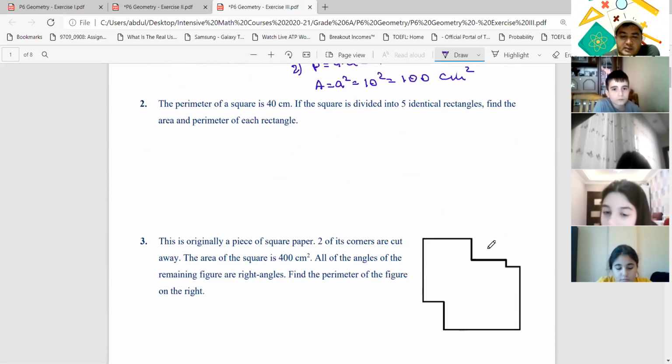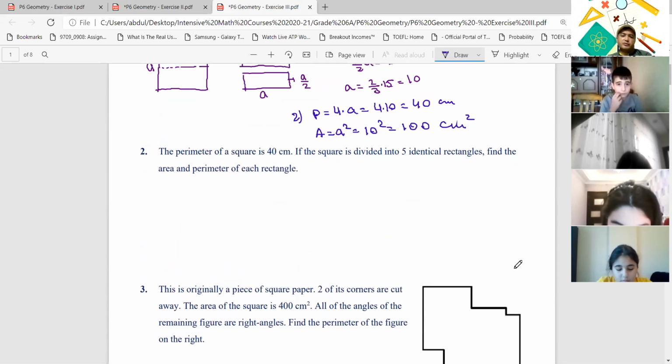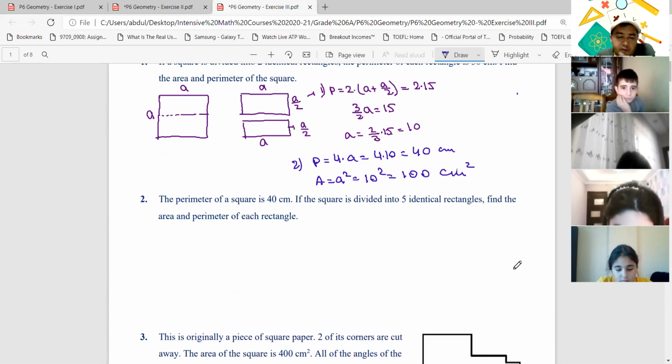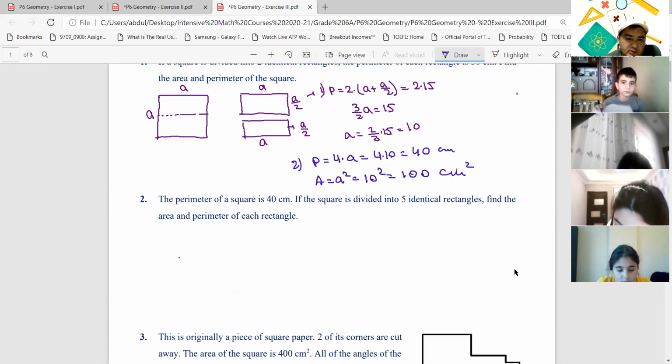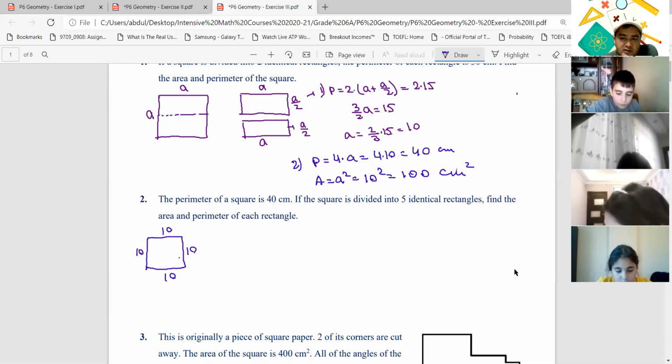Okay. Guys, let's do question 2 together. After that, you will try question 3, okay? The perimeter of a square is 40. Now, immediately we know that one side is, what is it? 10, right? Because if you're talking about the square, if perimeter is 40, that means this one is 10, this one is 10, this one is 10. Anyway, if the square is divided into 5 identical rectangles, find the area and perimeter of each rectangle, right?